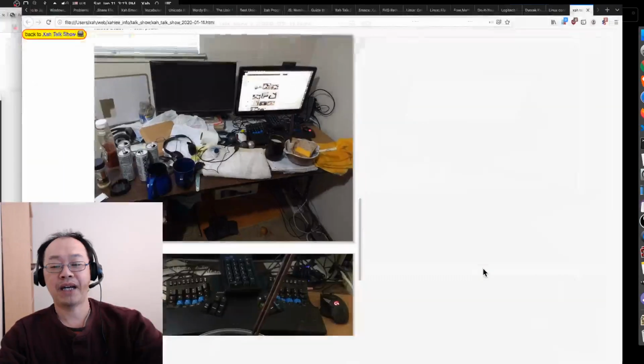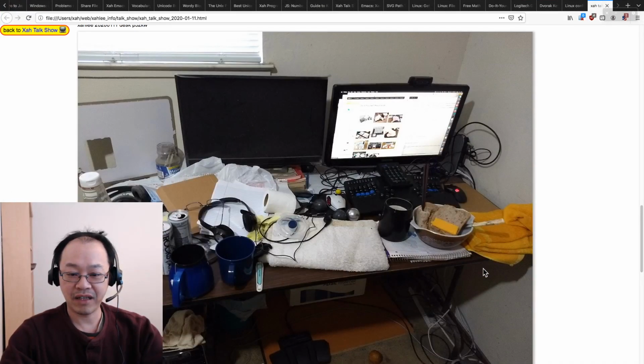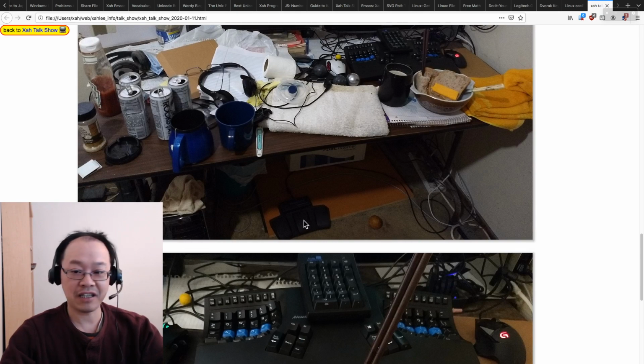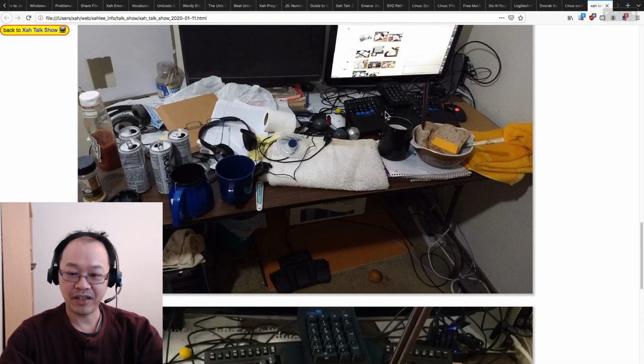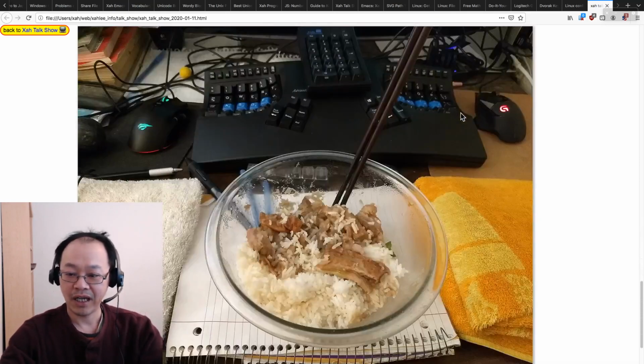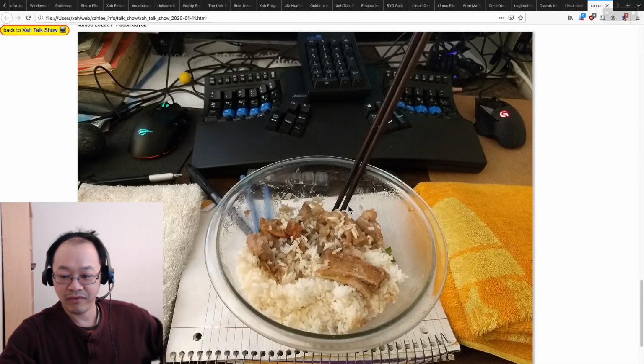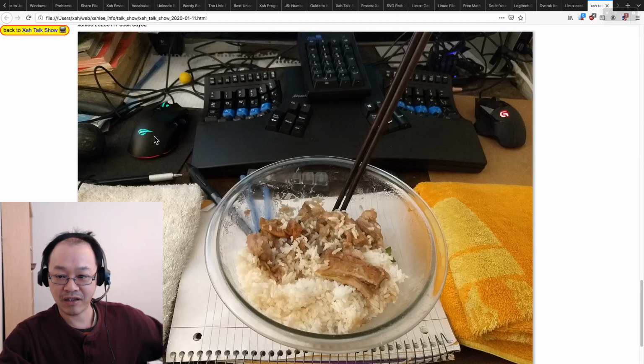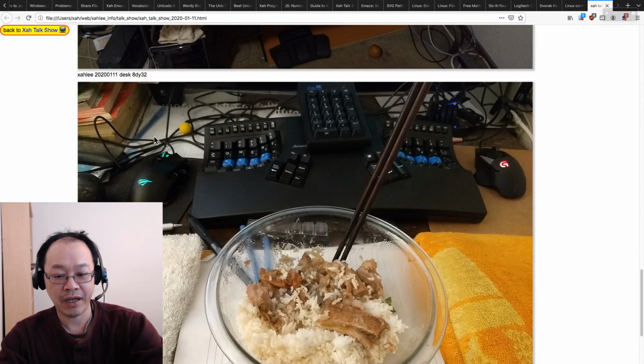So that is my photos, and then the overview, and you can see the Kinesis foot pedal. I did a video on this keyboard, on the Kinesis keyboard, on the Logitech mouse, both of them, the spin wheel mouse on my right hand, and I did the video of that. And this is yesterday's lunch or something. And that mouse is a cheap Chinese mouse. So okay, that's about the photos.